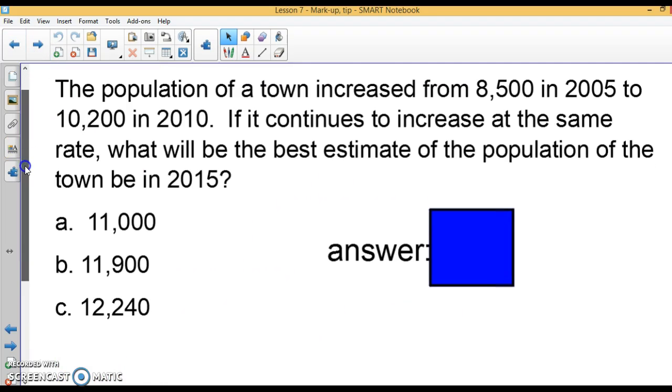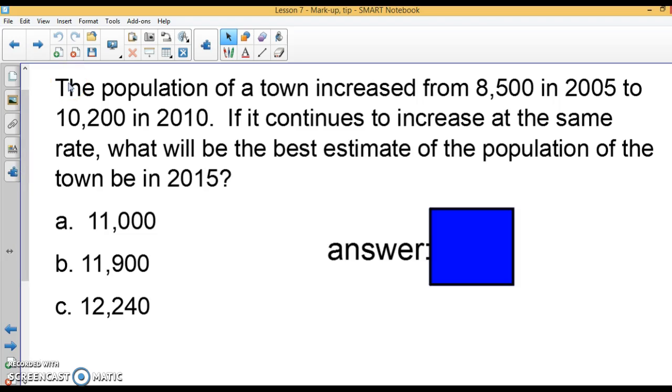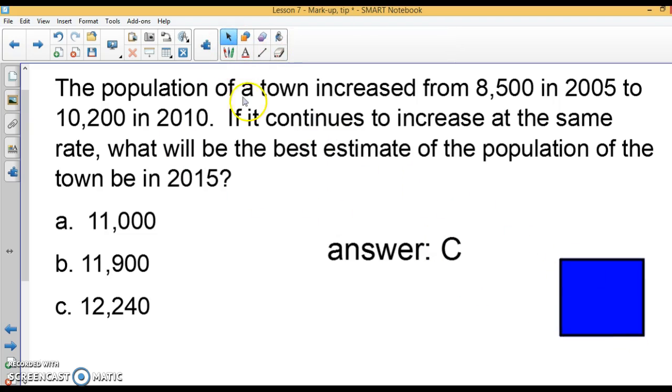All right, we're going to take a look at this problem. This is a warm-up. I want you to pause the video and try this problem. It says the population of a town increased from 8,500 in 2005 to 10,200 in 2010. If it continues to increase at the same rate, what will be the best estimate of the population in the town in 2015? You should have ended up with answer C, but let's look at how we're going to work that out.